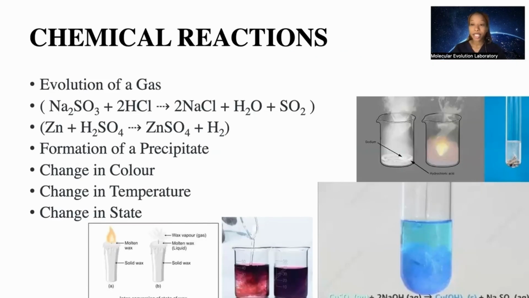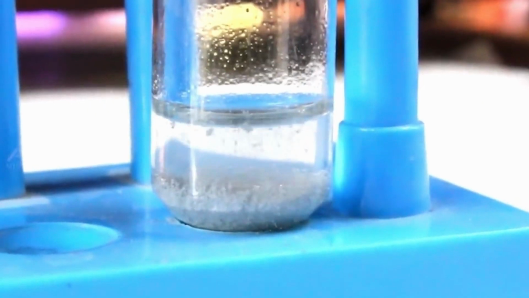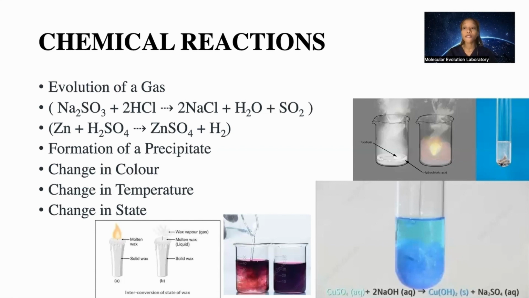One important characteristic of chemical reactions include evolution of a gas or formation of a gas. In this case, we have sodium sulfate and dilute hydrochloric acid reacting to give you sodium chloride, water, and sulfur dioxide gas. In this case, we have zinc and hydrogen sulfide producing zinc sulfide and hydrogen gas. Chemical reaction can also cause the formation of precipitate. So here we see the evolution of a gas.